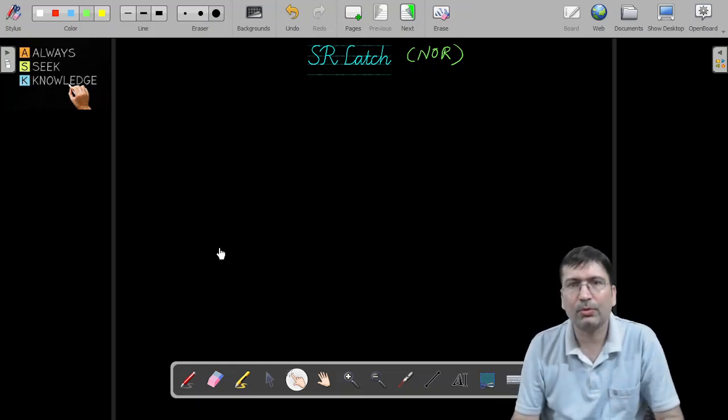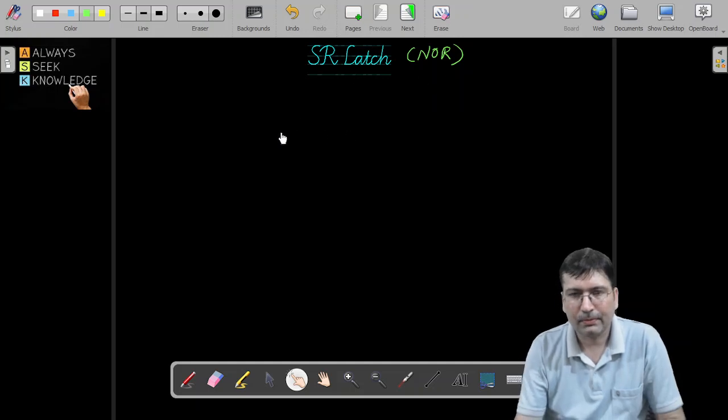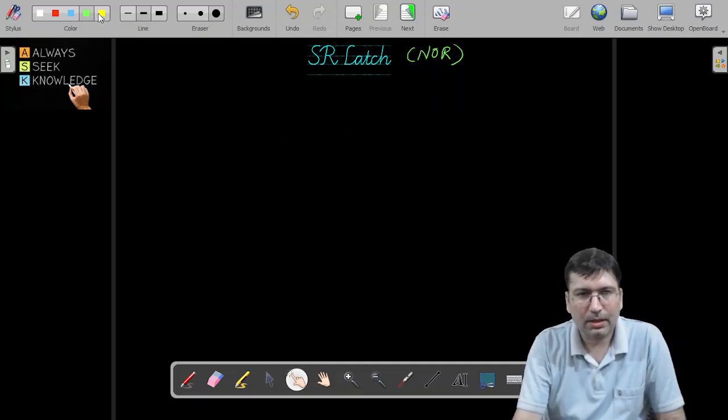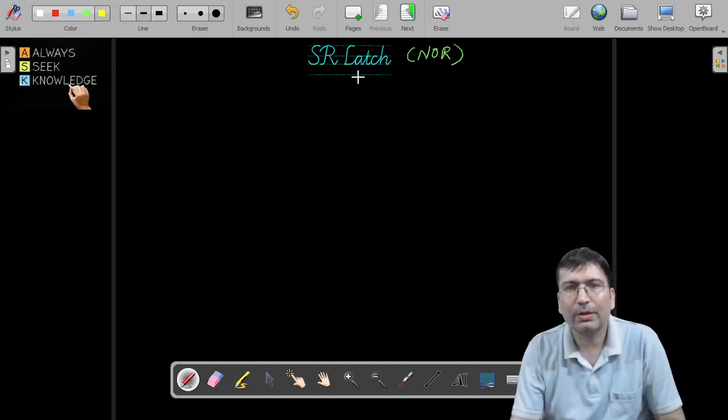In this lecture, I am going to discuss SR Latch. With the help of NOR gate, I am going to construct SR Latch. So SR Latch, there are two terminals in that. Before going to the detail on SR, what is latch actually?